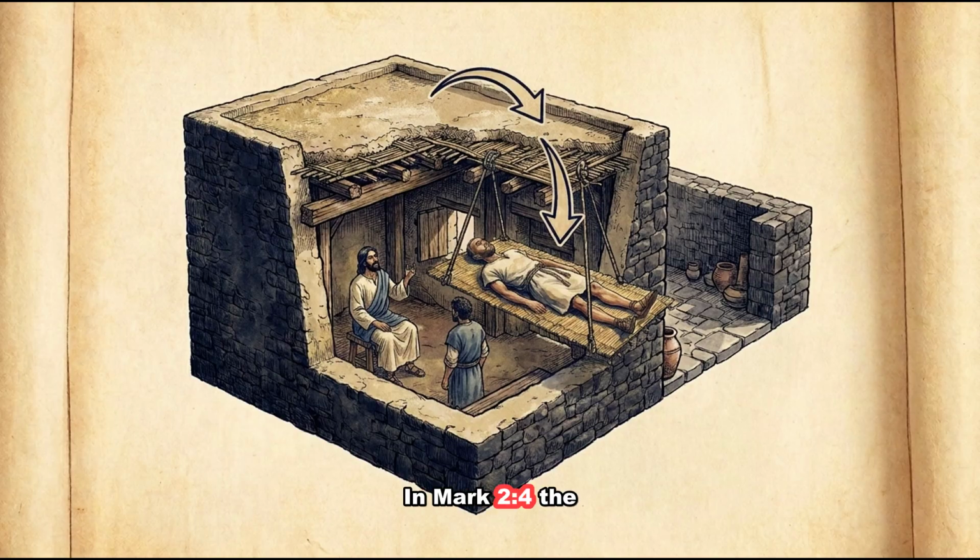In Mark 2:4, the sequence is compact and physical. They removed the roof above Jesus, dug through the material, and lowered the pallet on which the man lay into the room below. Every action changes the building's use in sequence.